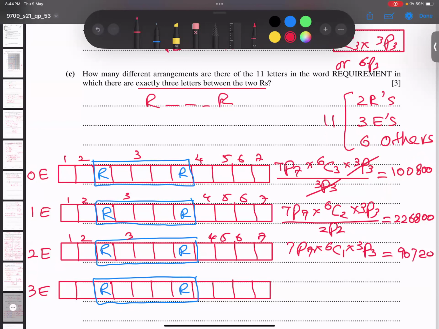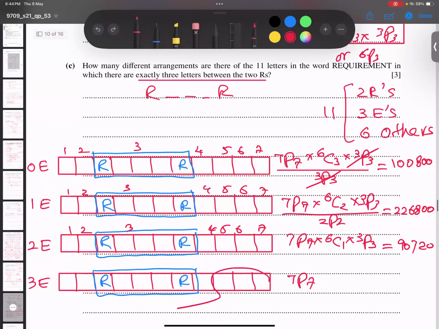This answer is 90720. Let's talk about the last part, that the 3 E's are inside. All 3 are inside. So 7P7, no need for anything else. Why? Because it is very clear and obvious. There is no repeating outside, and this is my answer. So I got 7P7, which is coming with us. And let me check. I type once again in the calculator 7P7. I am getting the answer 5040.